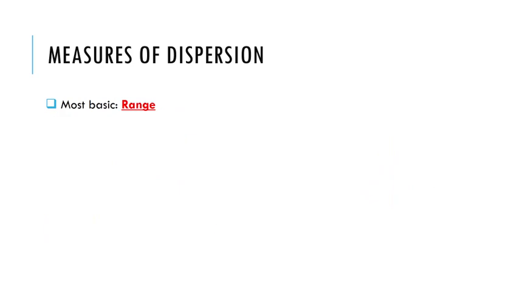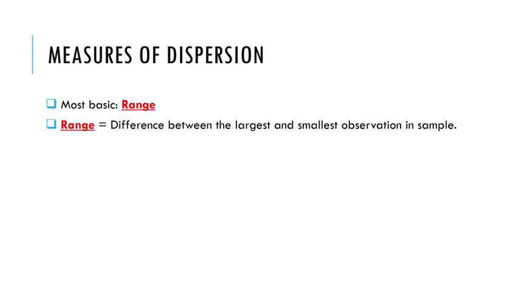The most basic measure of dispersion is something you already understand. Range. Range is simply the difference between the largest and the smallest observation in a sample. So I need a minimum and I need a maximum, right? And it's just going to be max minus min.